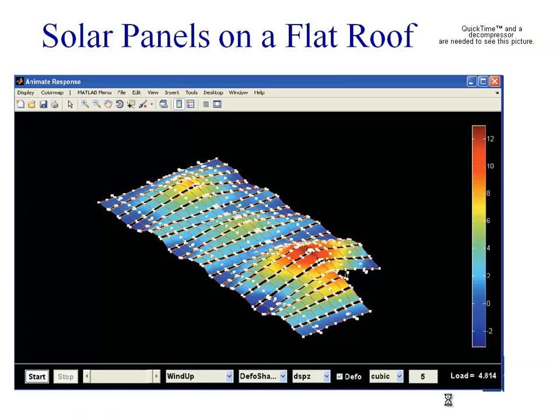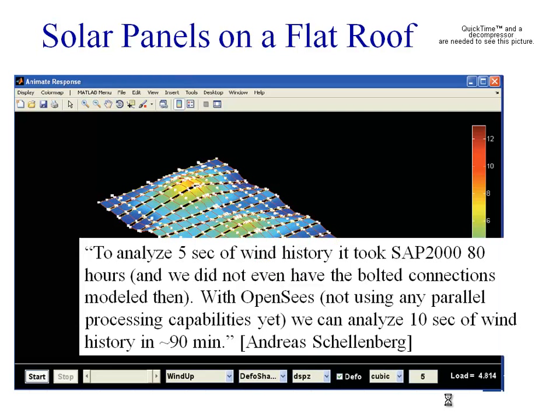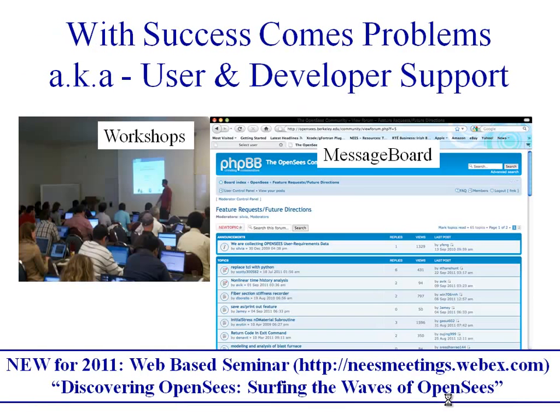Finally, another engineer, actually from Rutherford and Chekene. These are solar panels on a building. They're not actually tied to the building, and they wanted to see if the solar panels would slide off the building under wind or earthquakes. So they ran this on SAP2000. It was taking 80 hours for 5 seconds, and it was just taking way too long. They actually needed to go up to 10 seconds. So they stopped it, quickly created an input file for OpenSees, and then they ran the full 10 seconds in 90 minutes. It's basically a 10-to-1 savings just by changing from Perform to OpenSees and using the appropriate solver that was available in OpenSees. So we have a lot of users.